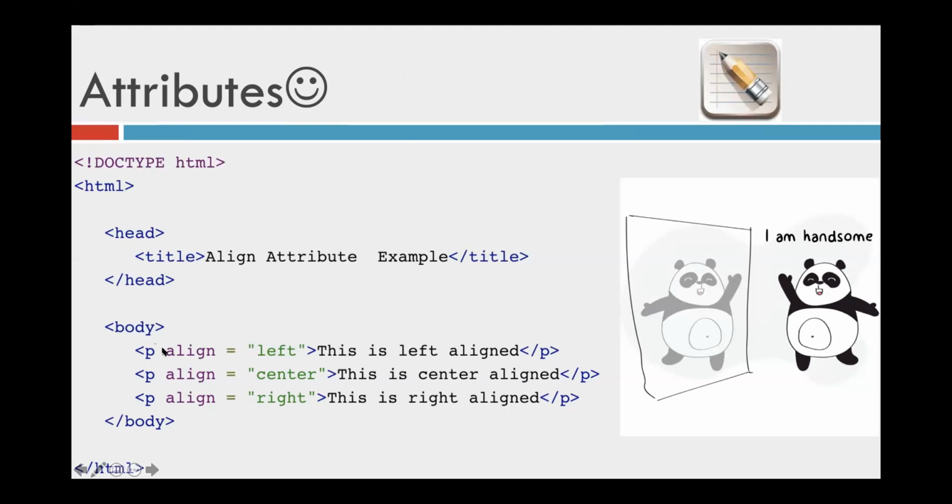Before you close here, you have to write align equals to, if you're aligning to the left, you have to put the left inside the quotes before now closing this paragraph tag. That's how attributes are written. Then whatever you want to write is going to be here before you close the tag.